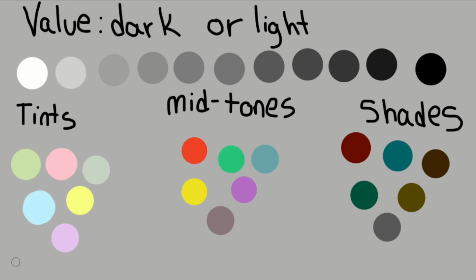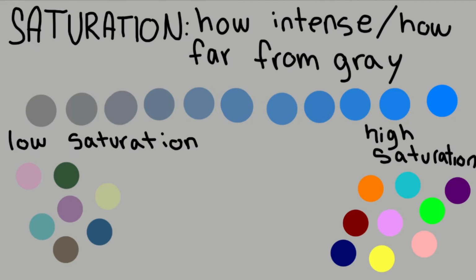The next aspect of color is value. So how dark or light it is, that's basically it. So the lighter colors are called tints, the darker colors are called shades, and then in the middle we have midtones. Next we have saturation, which is how intense the color is or how far away it is from gray. So with a lower saturation, you got muted colors, they're a lot more dull. And with higher saturation, you have really bright colors.